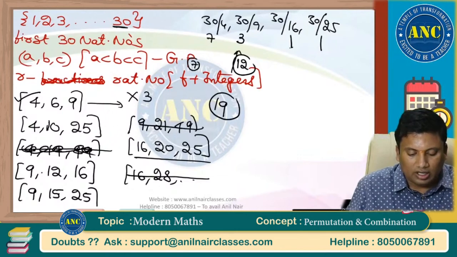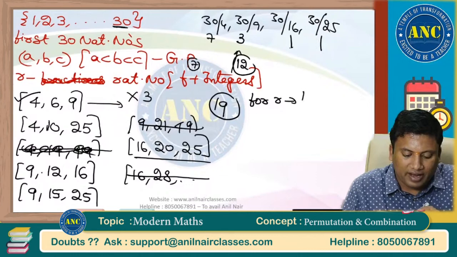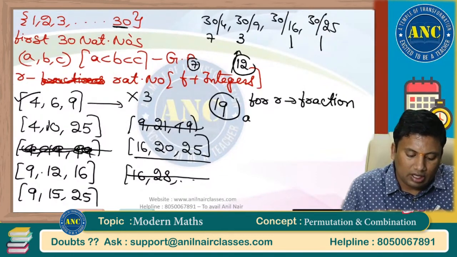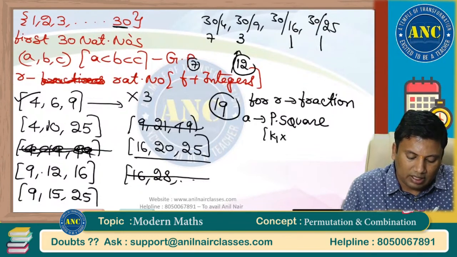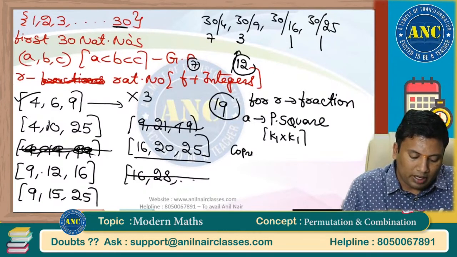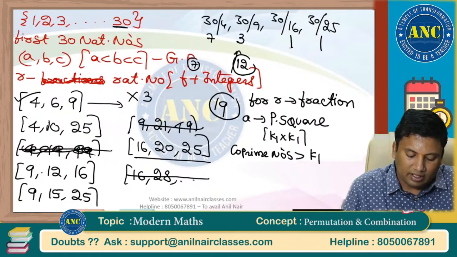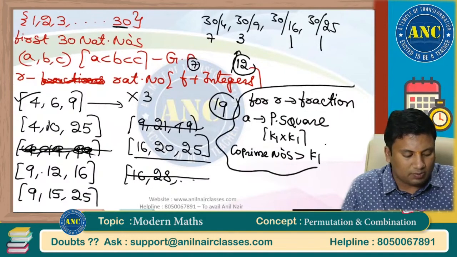In case you got any doubts, please write down one point. For R to be a fraction, A should be a perfect square, which is nothing but K1 into K1. Right? Take the co-prime numbers greater than K1. Please write down this point.